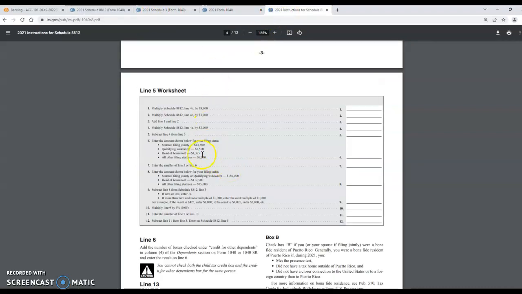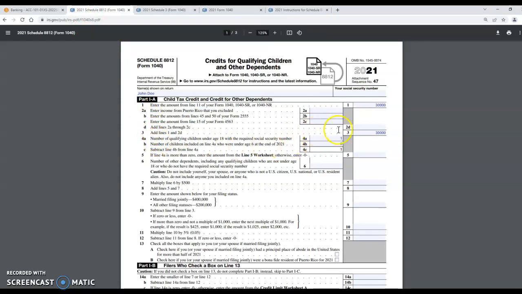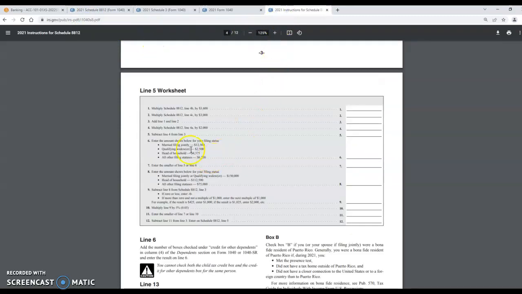Okay, so line 2, we'd have $3,000 written in here. Line 3, add line 1 and 2, so line 3 would also be $3,000. Line 4, multiply schedule 8812, line 4A by $2,000. So line 4A is our 7-year-old. So 1 times $2,000 is $2,000 on line 4. Line 5, subtract line 4 from line 3. So 3,000 minus 2,000 is 1,000.